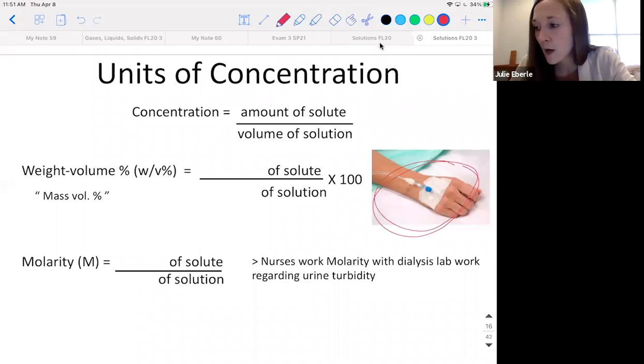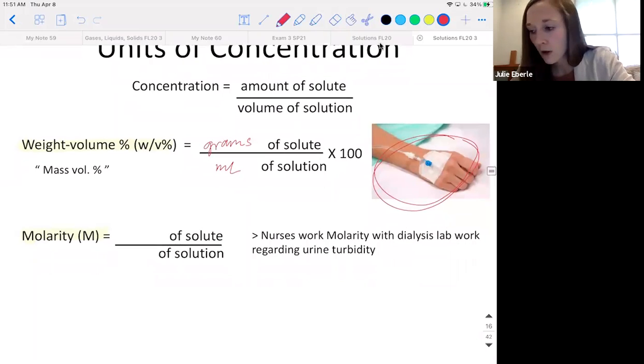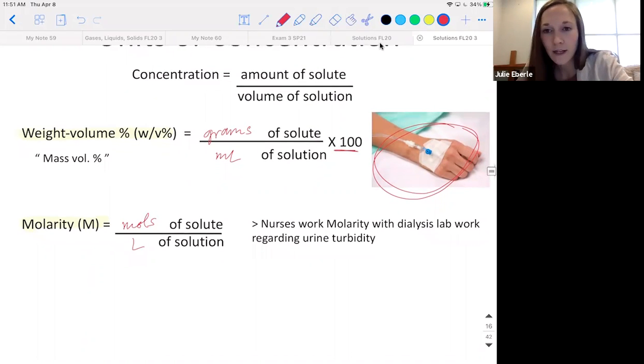So weight volume percent is one way we can convey concentration. It's also called mass volume percent, or you'll see it abbreviated W/V percent. Molarity is the other way. Let's fill in the blanks here. Weight volume percent is going to be grams of solute per milliliter of solution times 100. Molarity is different. The quantity of solute is going to be moles of your solute per liter of solution. So you've got weight volume percent, grams per mL. Do not forget the times 100. That's how you turn it into a percent. And then molarity, which is just abbreviated with an M, is moles per liter.